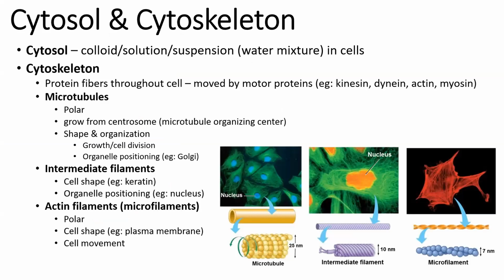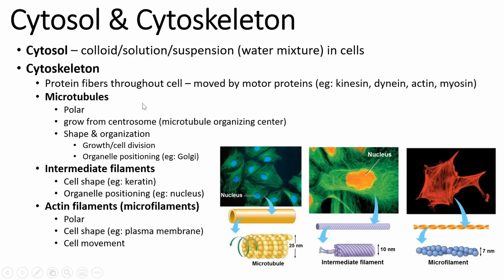Cytosol and the cytoskeleton. The cytosol is basically the colloid, the solution, the suspension, which is mostly water, that is found in the cell. So this is contained within the cell. The cytoskeleton has the protein fibers throughout the cell, and those are moved by using motor proteins, for example, kinesin, dynein, actin, and myosin, which we'll talk about a great deal in physiology, how actin and myosin work to contract the muscle fiber and how you get movement.